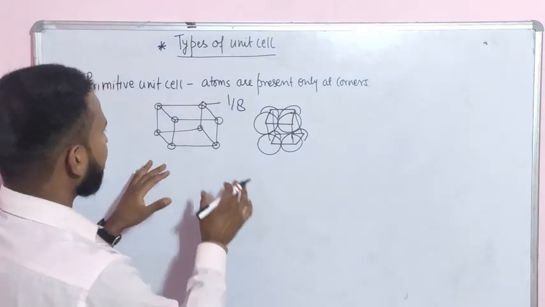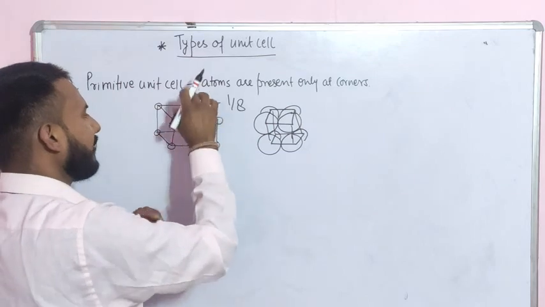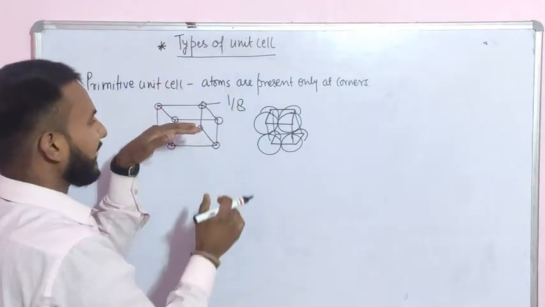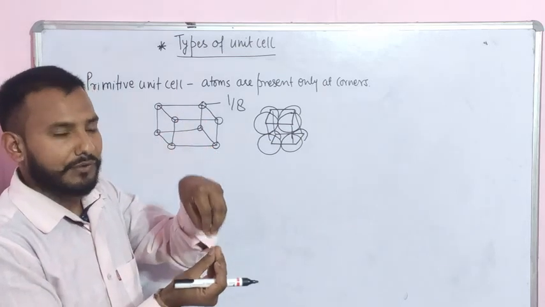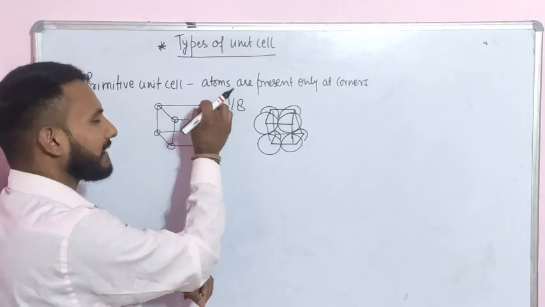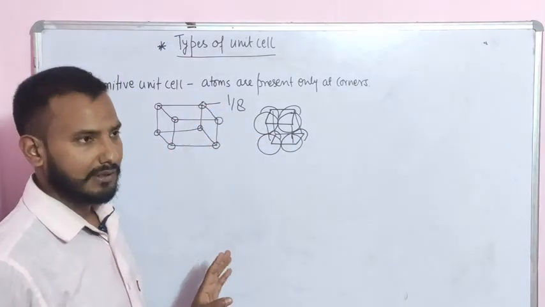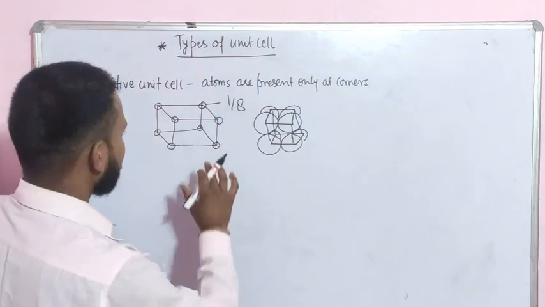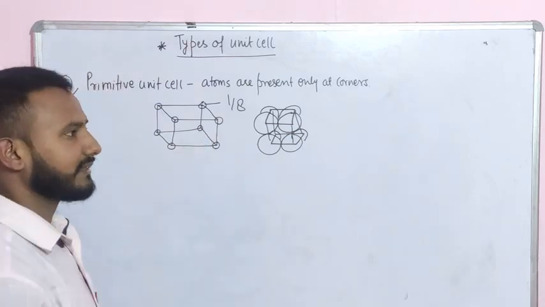For example, this atom touches 4 unit cells in this plane and 4 above the plane, so 8 unit cells in all. The contribution of this atom towards this unit cell will be only 1 by 8. 8 corners into 1 by 8 gives 1 atom. Clear? Later on we will discuss it further. So this is the primitive unit cell, students.